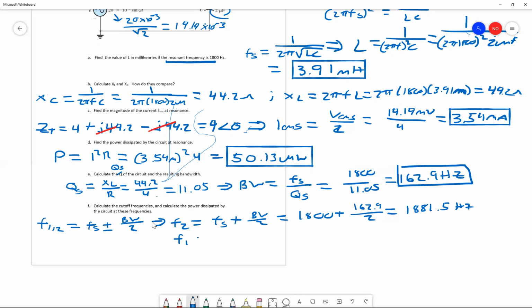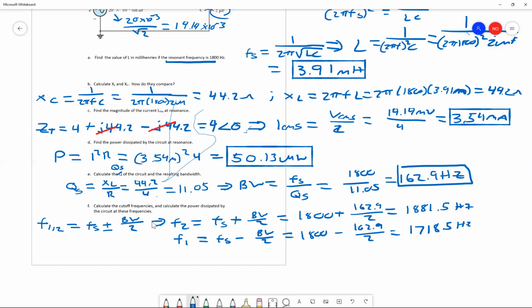F1 is our lower limit, which means we have to use a minus sign. So Fs minus bandwidth over 2 equals 1800 minus 162.9 over 2. And that gives us 1718.5 hertz.